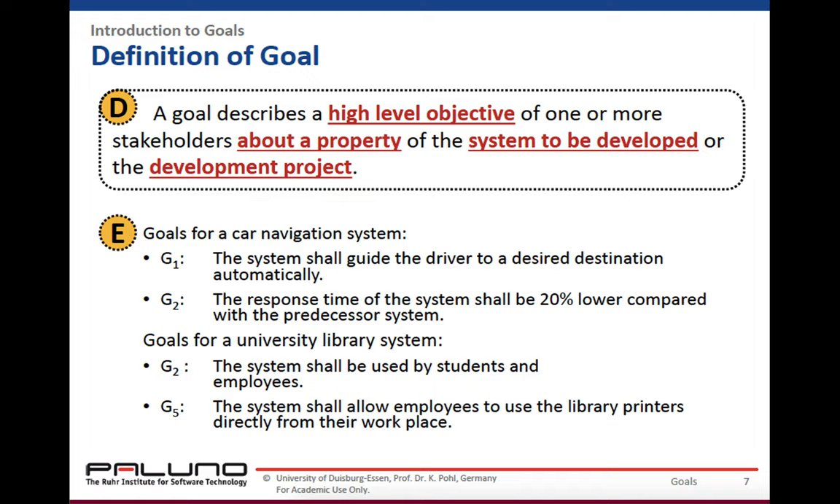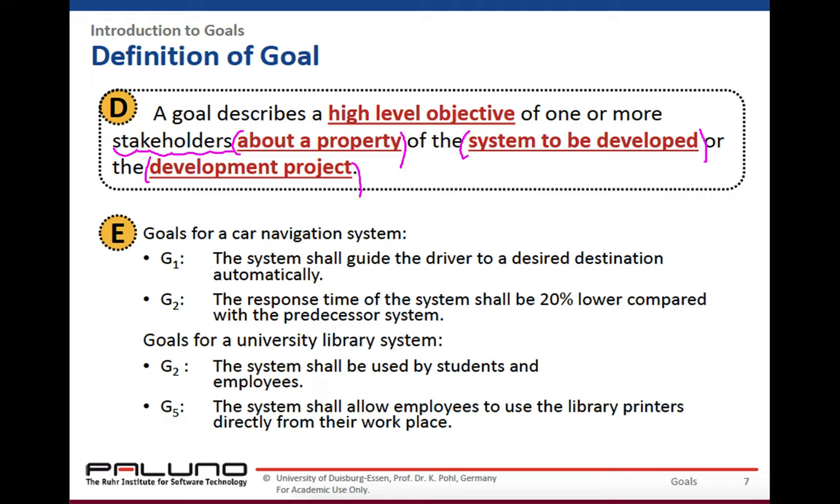What is a goal? A goal basically describes a high level objective of one or more stakeholders, a description of the characteristic or property of the system to be developed or the development project. That is the keyword of goal. If you can recall the definition of stakeholder in previous topic 1, a stakeholder is a person, a group of people, or an organization itself that provides the requirements or needs towards system development, and they influence it directly or indirectly. So goal is basically whatever the objective from the stakeholder towards the system.